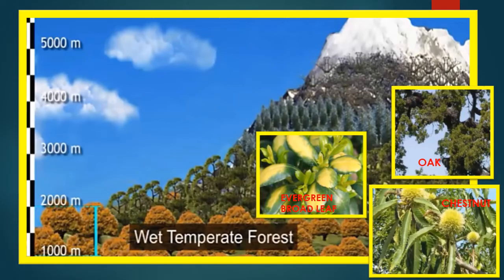The wet temperate type of forests are found between the height of 1000 to 2000 meters. You can see here at this height we see wet temperate forest, and here we see evergreen broadleaf trees such as oak and chestnut. They're predominant in this region between the height of 1000 to 2000 meters.